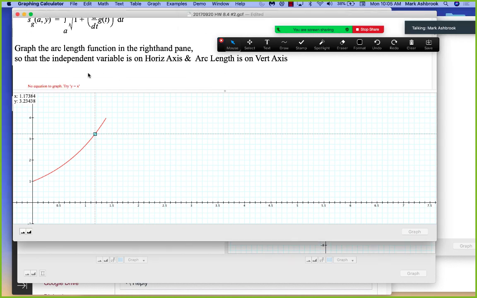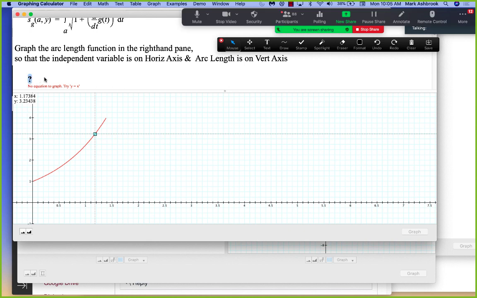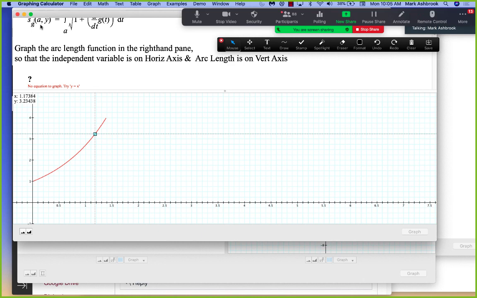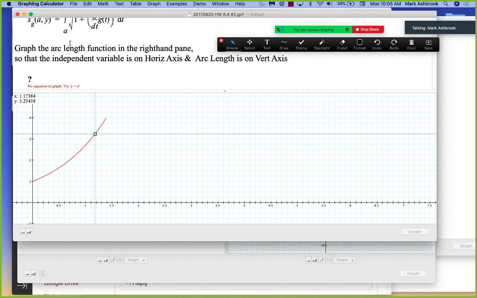So what am I going to write in GC? So first of all, values of S of G are arc length. Do I want to make those y values or x values? Why? Yeah, so now I'm doing this in the conventional way. I want the output of my arc length function to be on the vertical axis. So I'm going to set y equal to values of S of G.